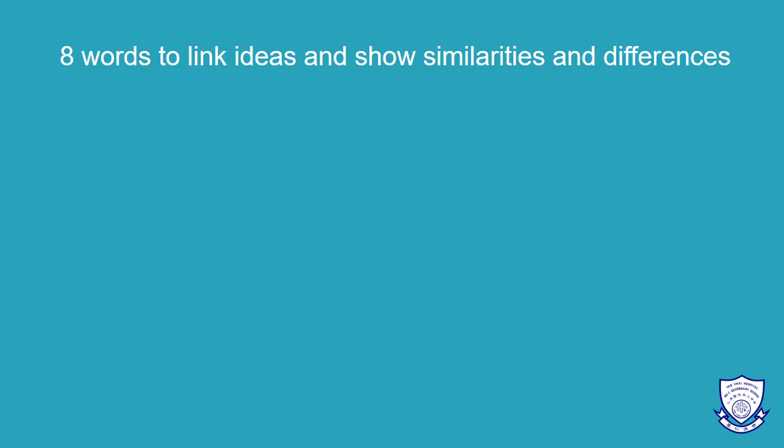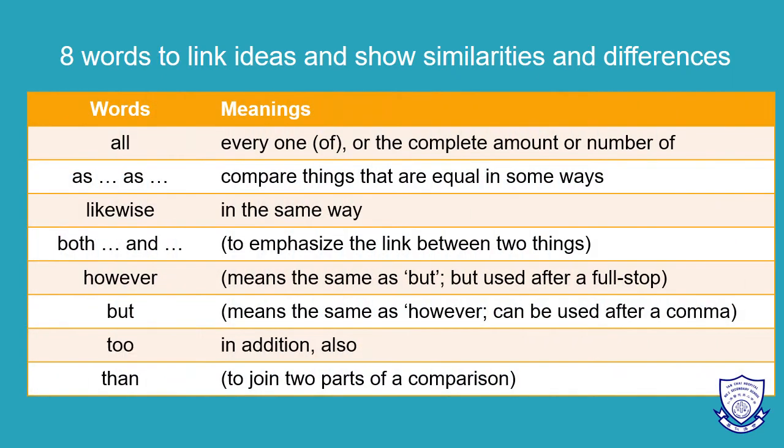Here are the 8 words to link ideas and show similarities and differences. You should also see the same table on your worksheet. The 8 words are or, as, likewise, both, and, however, but, to, and last one, then. If some of these words are totally new to you, don't worry. I will show you how to use them by examples.